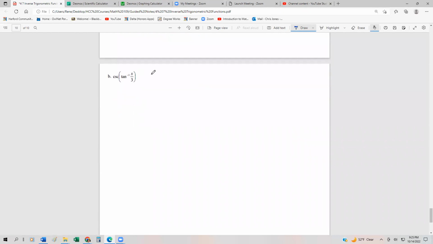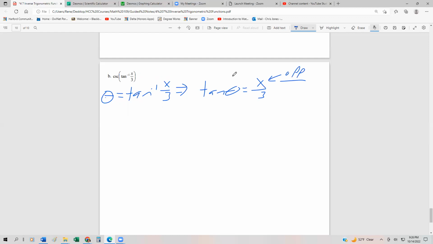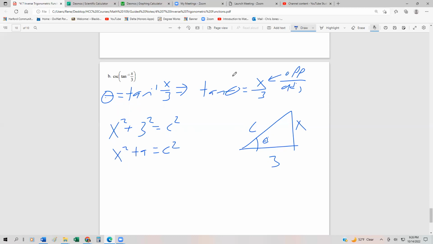In this one we have the cosecant of the arctangent of x over 3. Once again, I'm going to set theta equal to the arctangent of x over 3. By our definition of inverse function, that really means that the tangent of theta is equal to x over 3. Remember, the tangent is opposite over adjacent. So if we construct our triangle, the opposite side is x, the adjacent side is 3. Let's call this c for the hypotenuse. By the Pythagorean theorem, x squared plus 3 squared equals c squared, or x squared plus 9 equals c squared. If we took the square root of both sides, we would get that the square root of x squared plus 9 equals c. Technically it's plus or minus, but we're just worried about the domain of positive values.